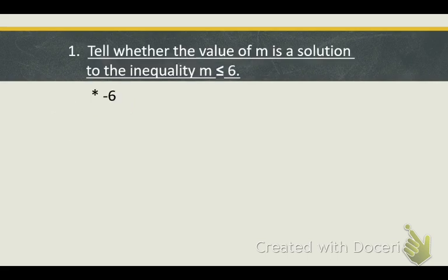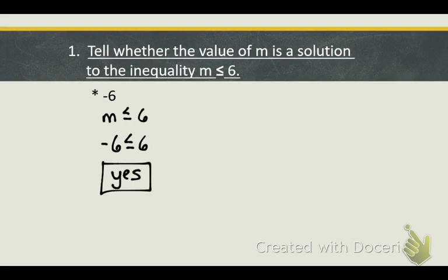Number 1, tell whether the value of m is a solution to the inequality. What does that inequality say? M is less than or equal to 6. Okay, this is a less than or equal to 6. So let's go ahead and write that inequality to start with. What am I going to plug in for my m? Negative 6. Remember, if it's a negative there, make sure you're putting it in as a negative. Deasia, is negative 6 less than or equal to 6? Yes, it is. So yes, it is a solution to that inequality.